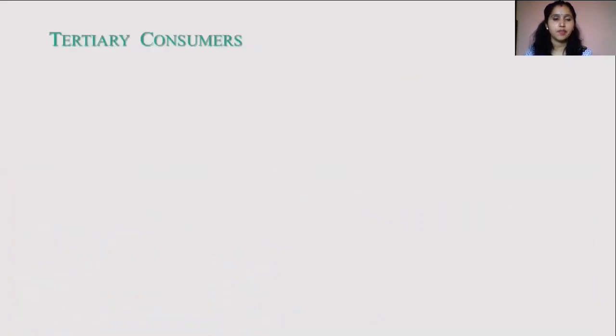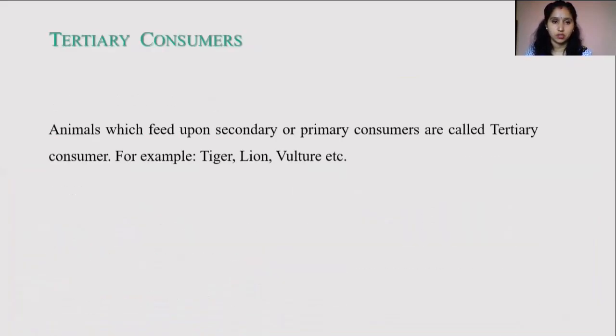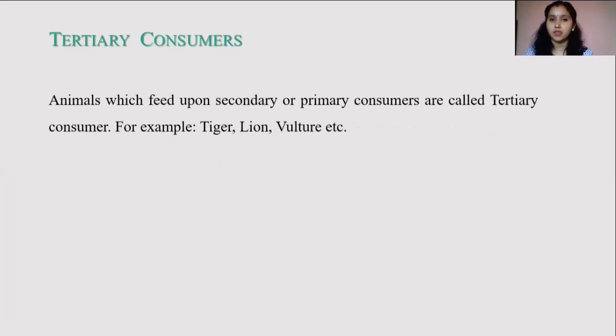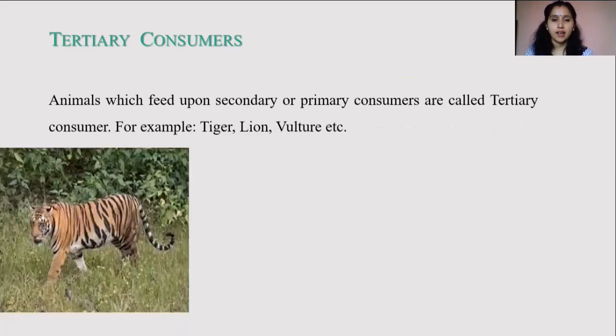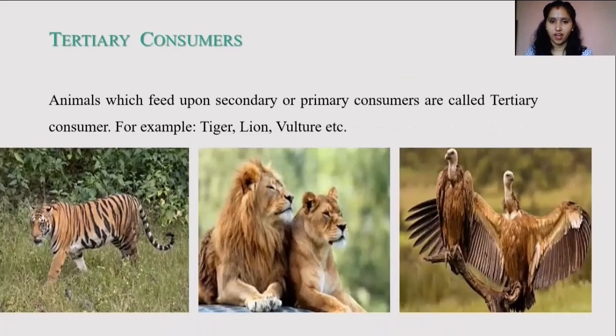And now the next type of consumer, that is tertiary consumers. Animals which feed upon secondary or primary consumers are called tertiary consumers. For example, tiger, lion, vulture, etc. They feed on secondary or primary consumers. Some of them can feed on secondary consumers and some of them will feed on primary consumers. That means they can feed on both primary and secondary consumers. So they are tertiary consumers.